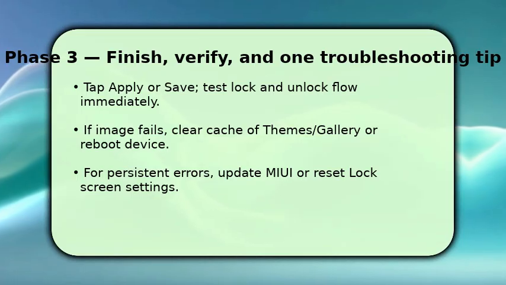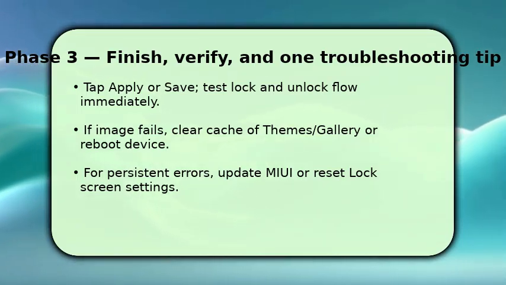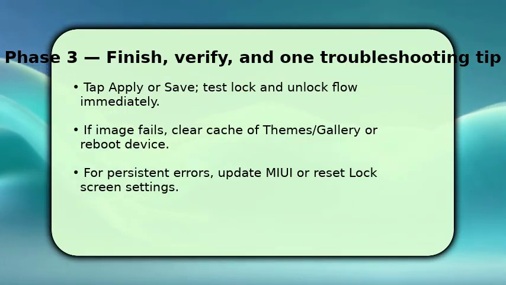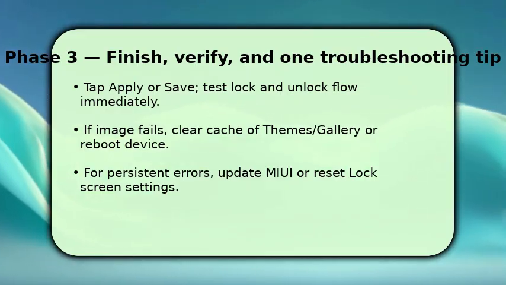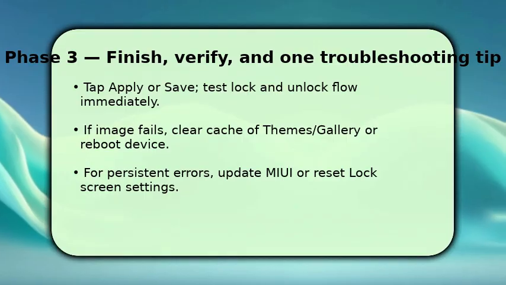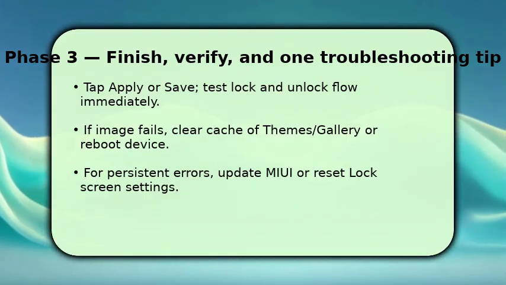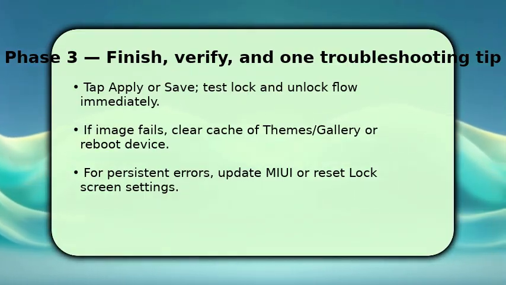If the wallpaper does not appear, clear the themes or gallery cache and reboot the device because cached data often blocks changes. If problems persist, update MIUI to the latest version or reset lock screen settings back to default. That usually fixes corruption. Remember, test authentication every time and if needed, restore your previous wallpaper from backup.